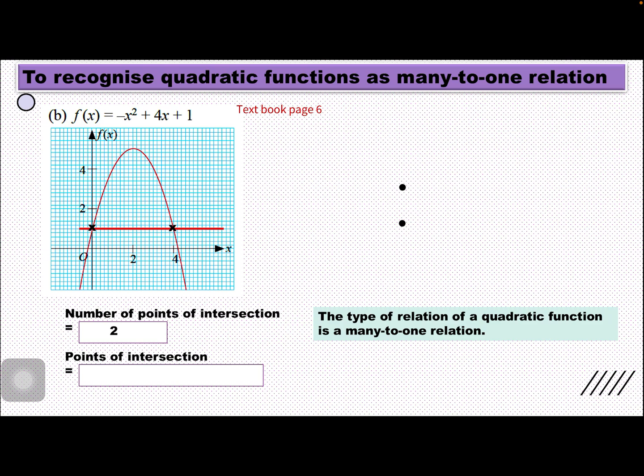What is the point of intersection for the first one? So this is the first one, and this is the second one. Okay, so the first one is (0, 1), and the second one is (4, 1).